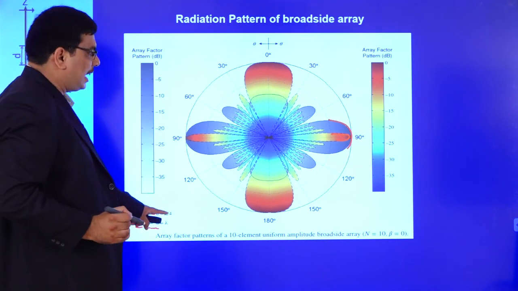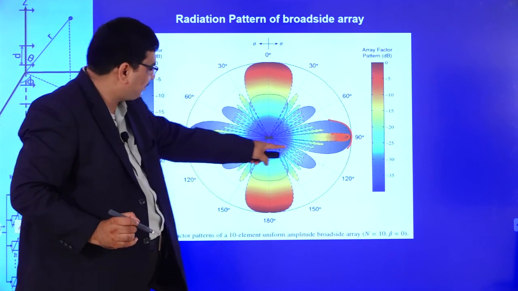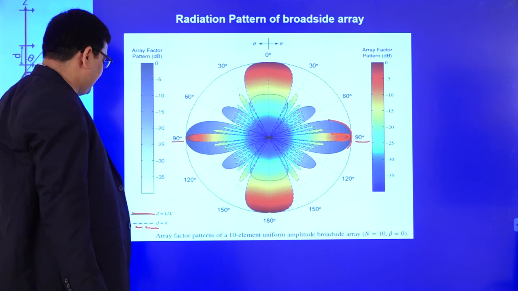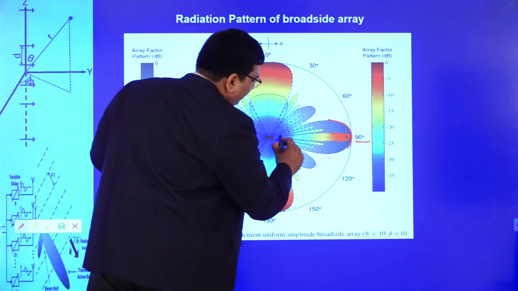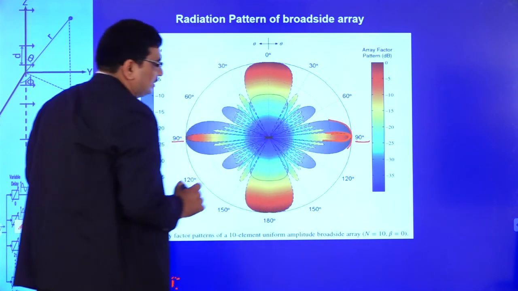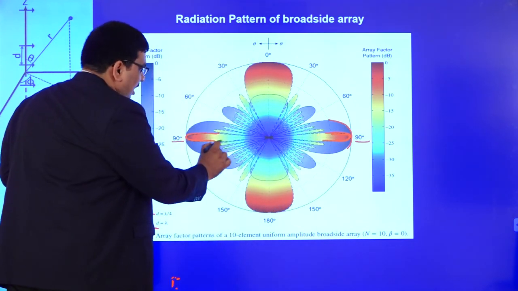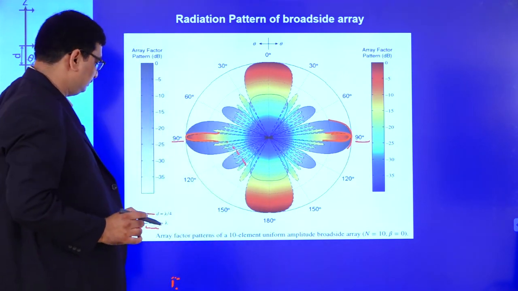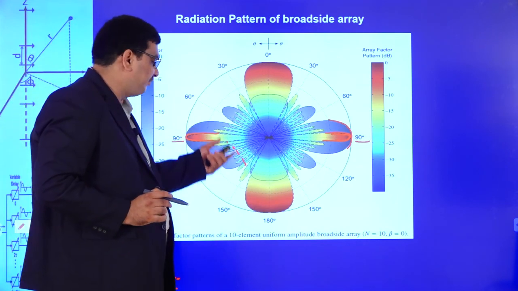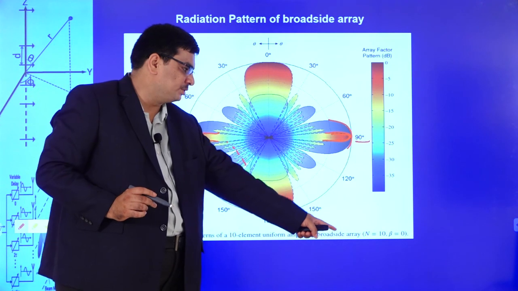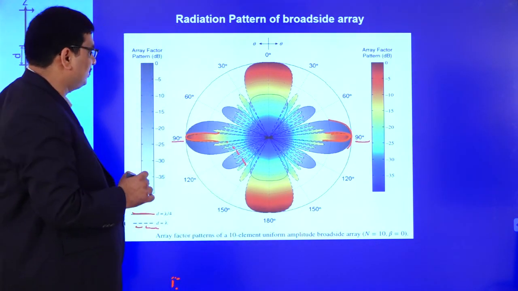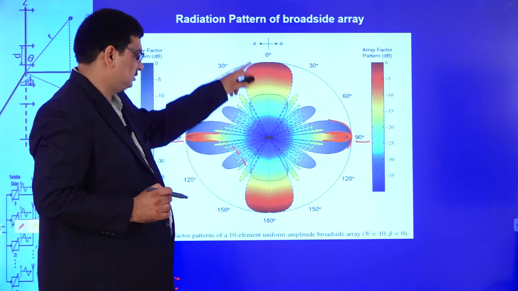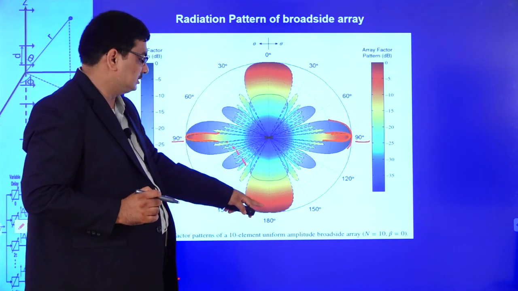For d is equal to lambda by 4, this is the maximum radiation pattern in the direction of plus 90 and minus 90. And for d is equal to lambda, you see the beam is very narrow in the direction of your maxima. The remaining lobes are the side lobe levels. This is a simple graph for a 10 element uniform amplitude distribution for d is equal to lambda by 4 and d is equal to lambda. And this is the second direction, that is the back lobe direction.